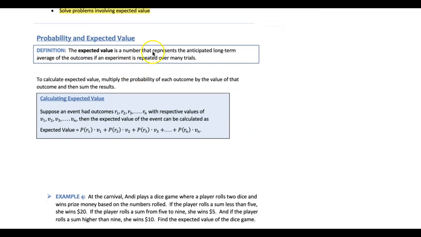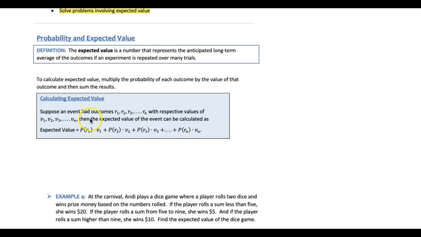Expected value is a number that represents the anticipated long-term average of the outcomes if an experiment is repeated over many trials. To calculate expected value, there's a few things that are needed. We first need to know the results of an experiment. So, for example, result 1, result 2, result 3, all the way up to the final result possible. Each one of those results would have a corresponding respective value. So result 1 would have a value 1, result 2 would have value 2, and on and on.